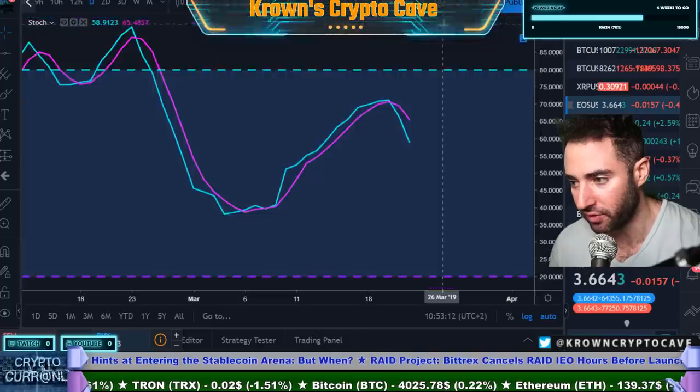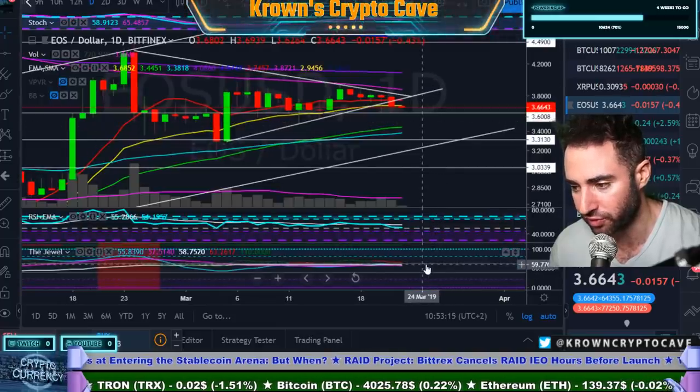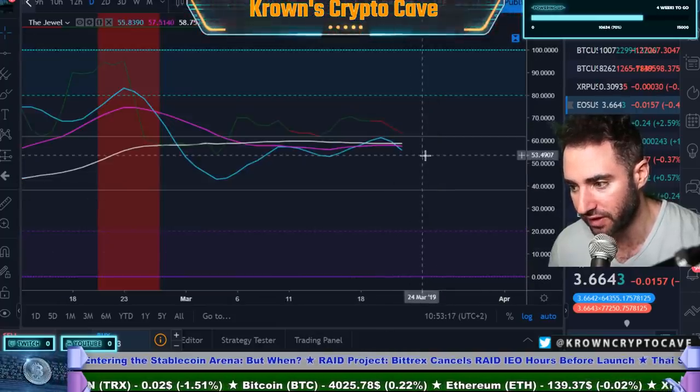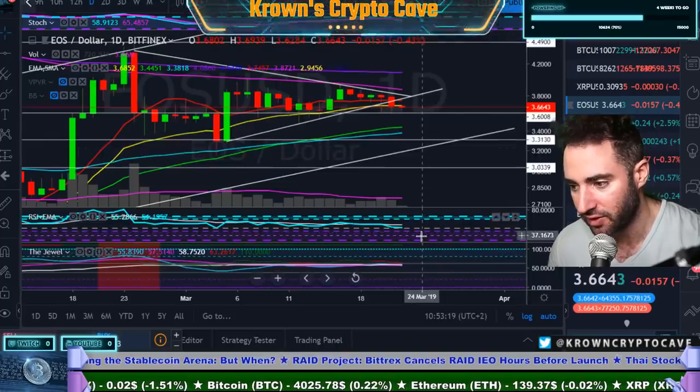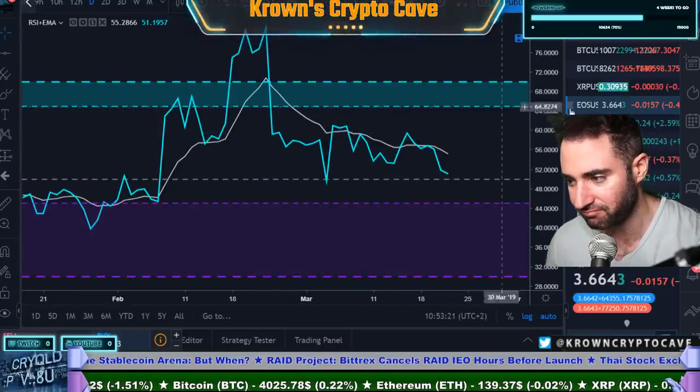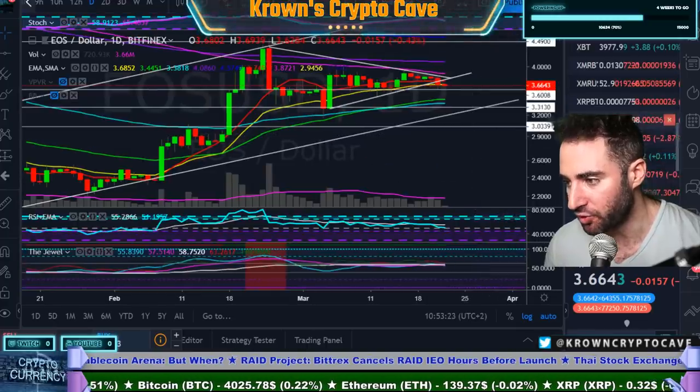We do see Daily Stokes actually having a fresh cross down, rejecting the more bullish control zone. Daily Jewel is giving a sell signal. Daily RSI is pretty neutral, to be fair.